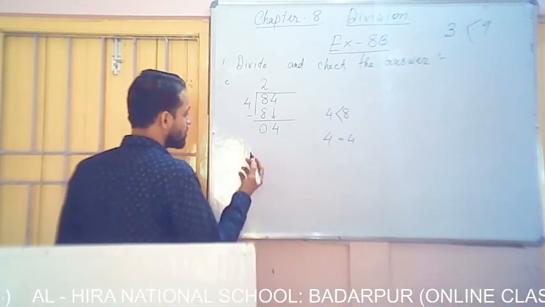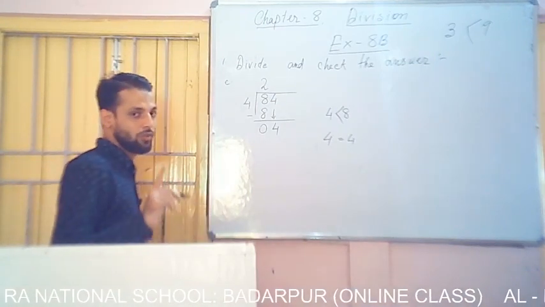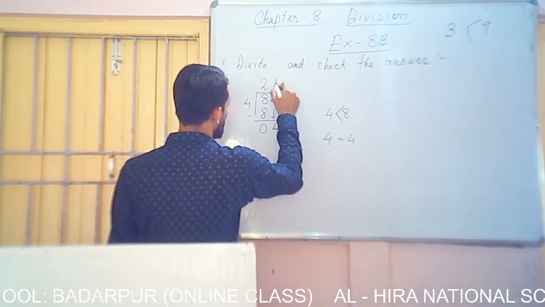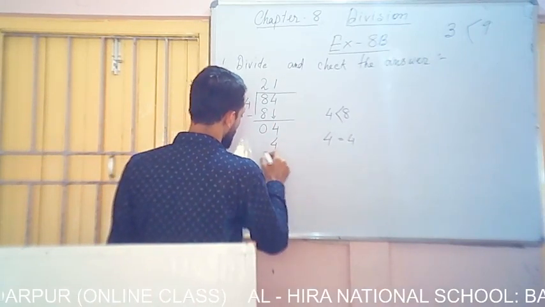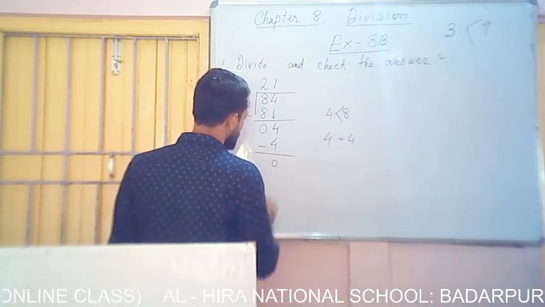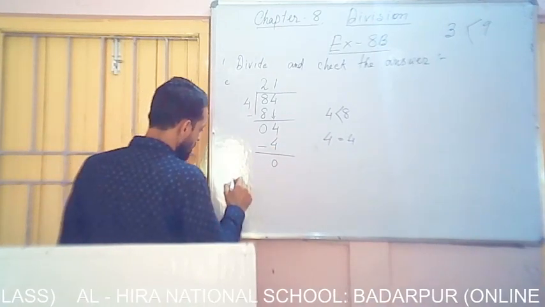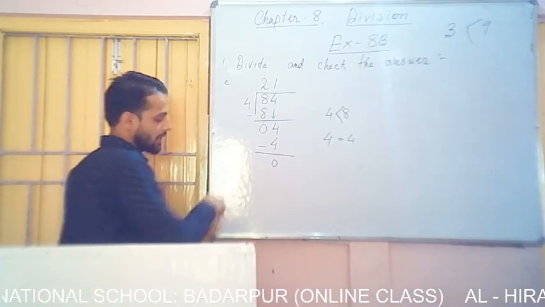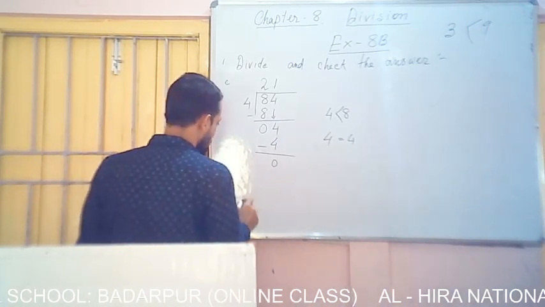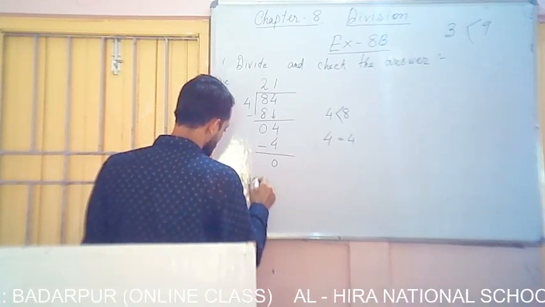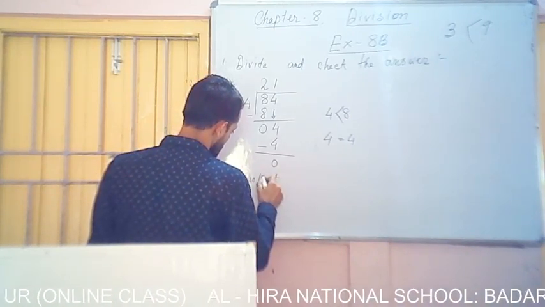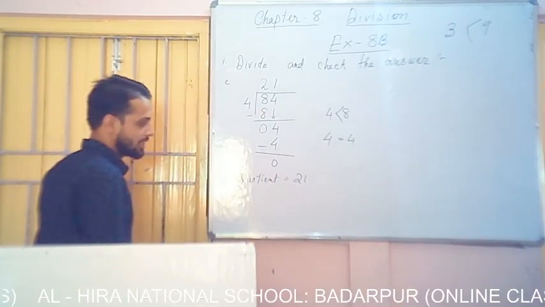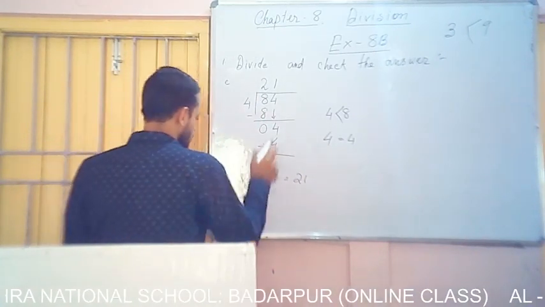Again we have to check whether the dividend is greater than or equal to the divisor or not. 4 equals 4. Here the dividend and divisor both are equal. If we go through the multiplication table, 4 ones are 4. Again 4 minus 4 equals 0. So here the quotient is 21. Remainder is 0. That is why no need to write it.